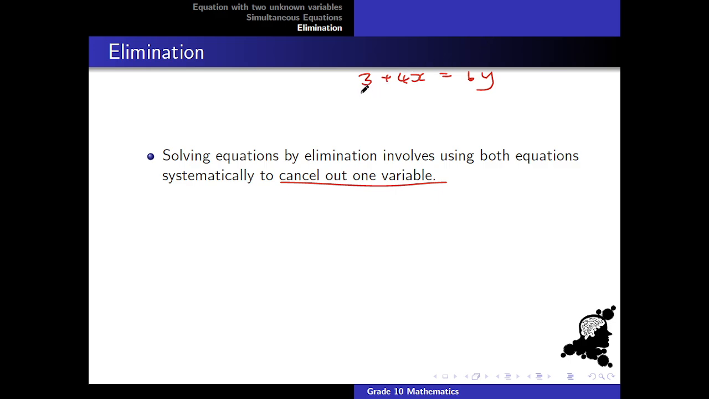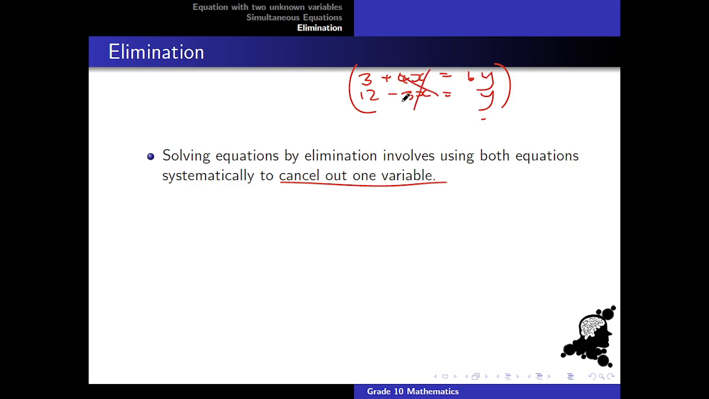So if in my second equation I've got 12 minus 3x is equals to y, once again, even in my second equation, I cannot solve for x because I've got y as an unknown. I cannot solve for y because I've got x as an unknown. However, I could use both equations to choose a variable to cancel out. So if I, for instance, cancel out x in both equations.